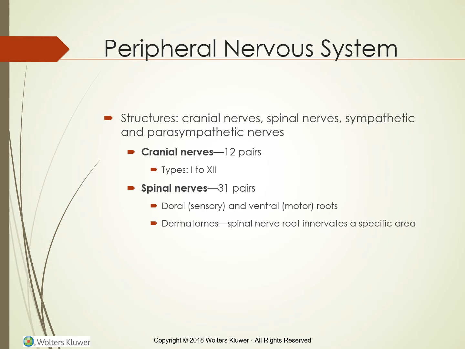Motor impulses traveling from the brain and down the spinal cord leave by the ventral root and travel to areas of the body. Each spinal nerve root innervates a specific area or dermatome of the body surface. Knowledge of the distribution of dermatomes is helpful for identifying areas affected by certain viral infections such as shingles, anesthetizing localized areas of the body, and assessing and evaluating spinal injuries.